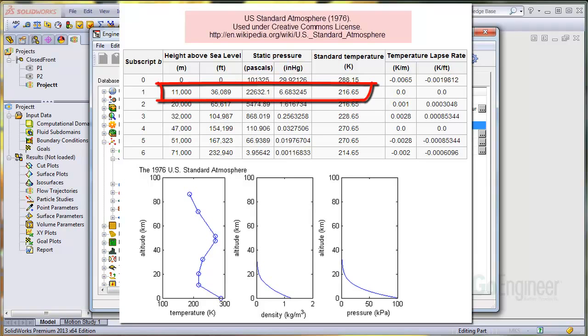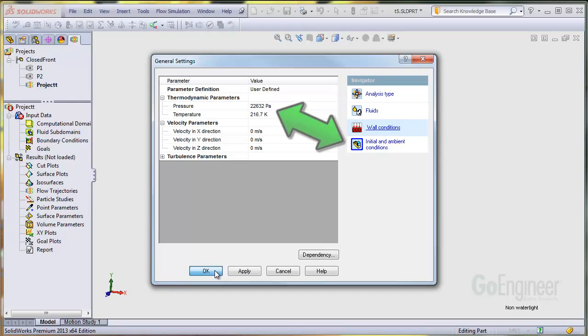We look up in the table and find temperature at 216.7 Kelvin and pressure at 22,632 pascals. You can also check to see what the density is at that altitude and see that it's about 0.35 kilograms per meter cubed. Pressure and temperature values would go into the initial and ambient conditions dialog in Flow Simulation like this.